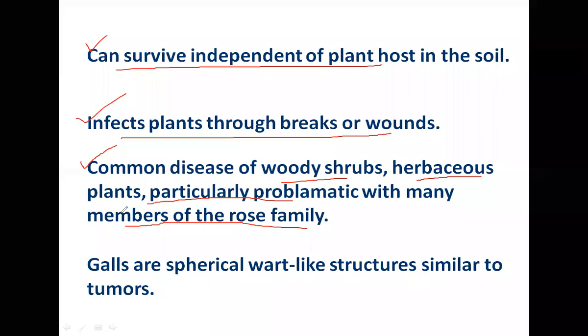Wherever those plants incur an incision, a wound, a cut, that becomes the site of infection. And once it infects the plant, it causes crown gall formation, it causes tumor formation. The tissues bulge out. It's an outgrowth of the tissue, uncontrolled growth of the tissue at the site of infection, resulting in the formation of the crown gall. And these galls are spherical wart-like structures, as I have shown you in the previous slide, similar to tumors. So technically it is called crown galls, but you can also use the word tumor.